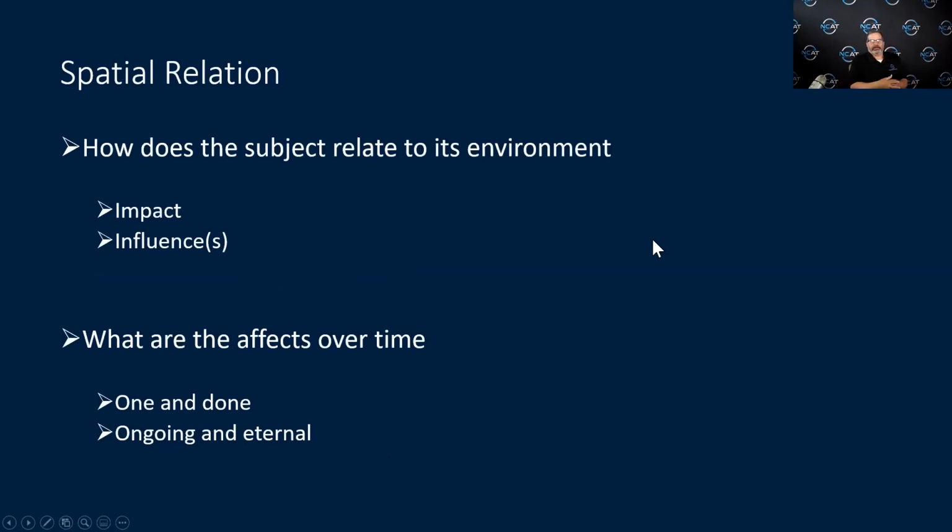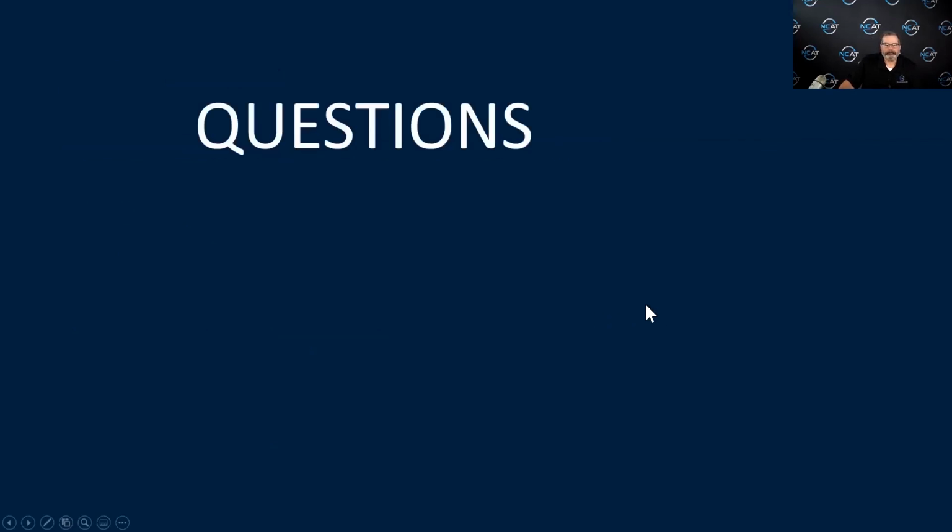So, spatial relation, which is how does the subject relate to its environment? What is the impact of the subject on the environment? What is the impact of the environment on the subject? How do they influence each other, if at all? And what are the effects over time? Is it a one and done thing, where it just has an initial impact and it's done, or is this an ongoing, eternal thing? Is it going to keep having residuals forever and ever? Any questions?